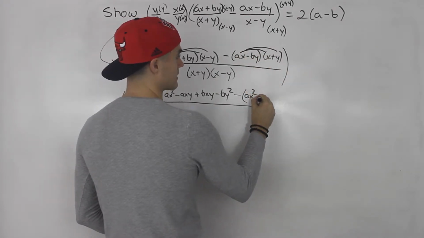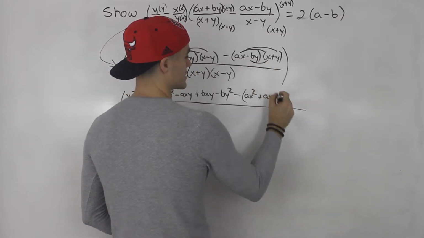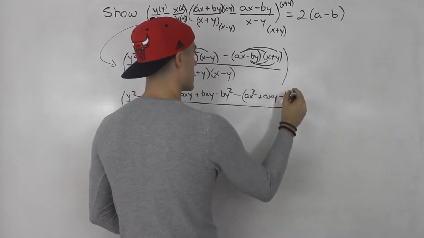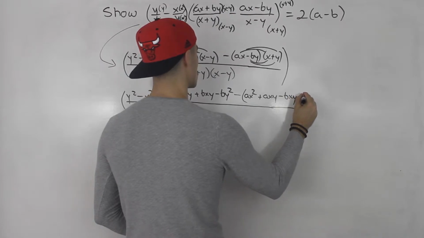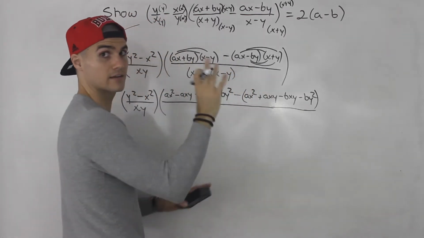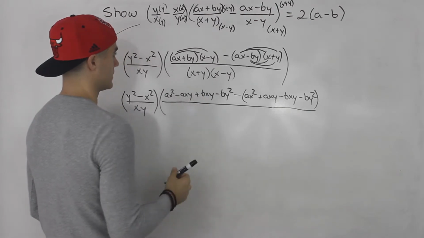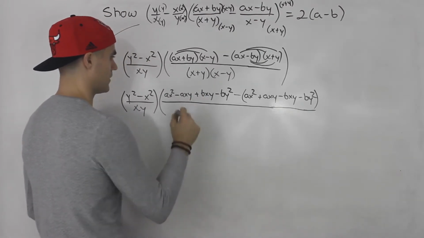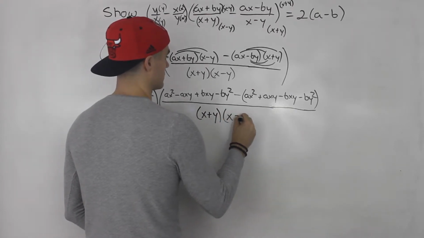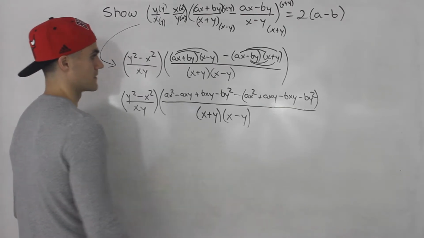Ax times y gives us axy. And then negative by times x gives us negative bxy. Negative by times y gives us negative by squared. And that's in brackets, you're subtracting that whole term there. And then this x plus y, x minus y, you know what? I'm going to keep it factored. I was going to expand it just to make it look similar to this, but I'm actually just going to keep this factored. It's all good.